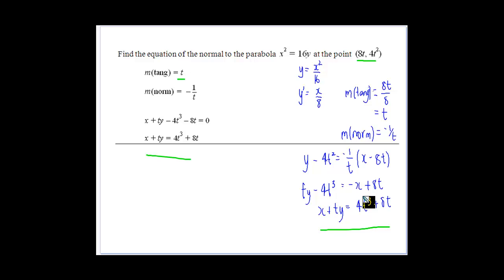We'll see more questions about these in class, but here, try to get a handle on how we find the gradient of the tangent and the normal, and be able to substitute it in to get the equation of both of those.